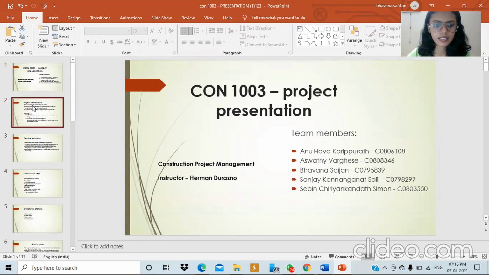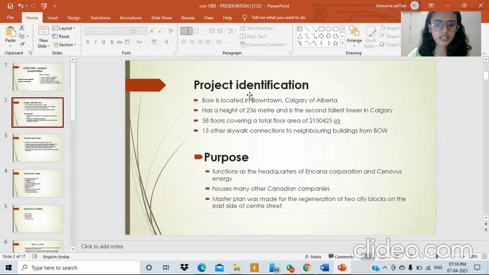So next is the project identification. The project we have selected is the Bow in downtown of Calgary. It is one of the most impressive skyscrapers, which extends over a height of 236 meters, and it is the second tallest tower in Calgary.